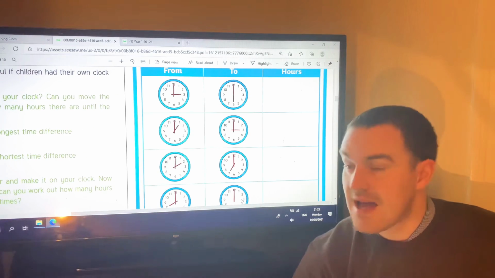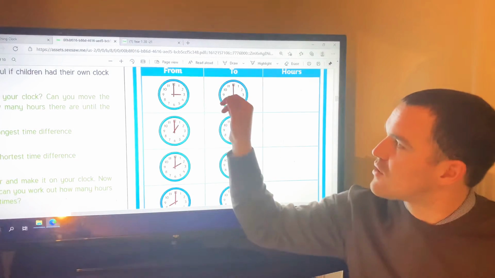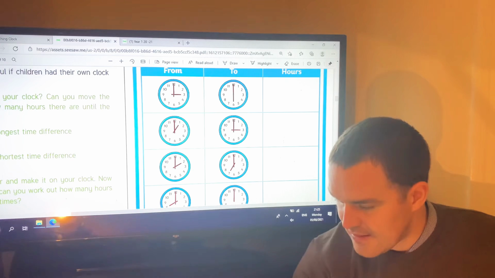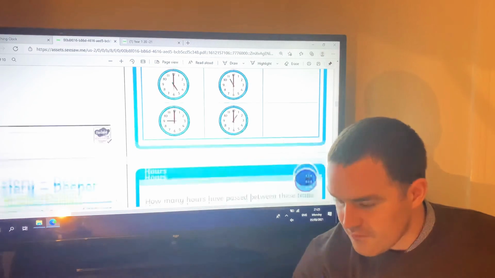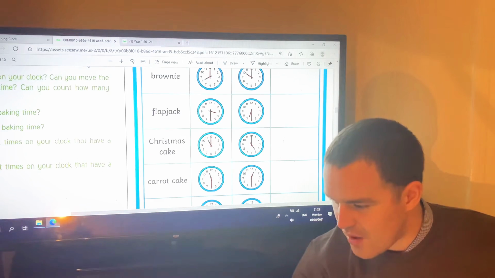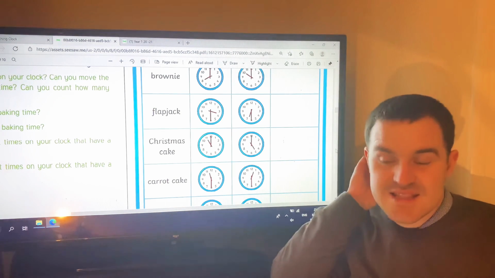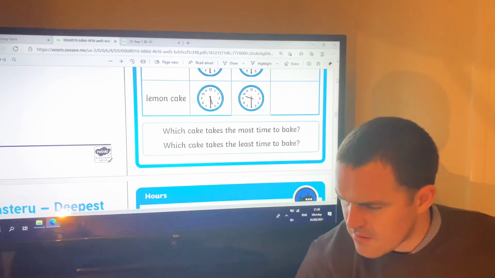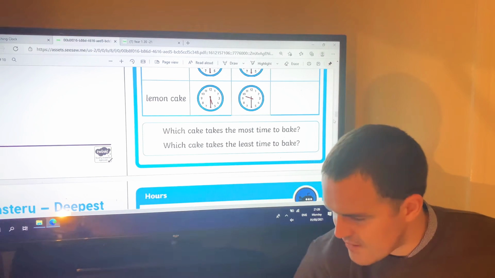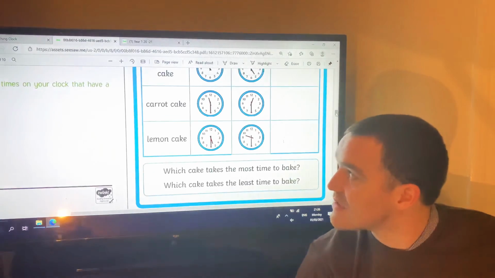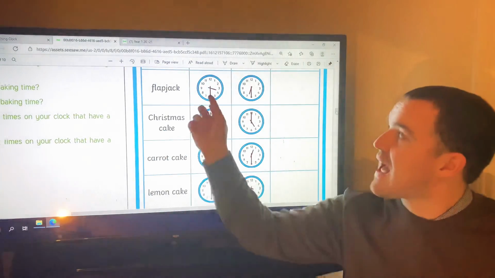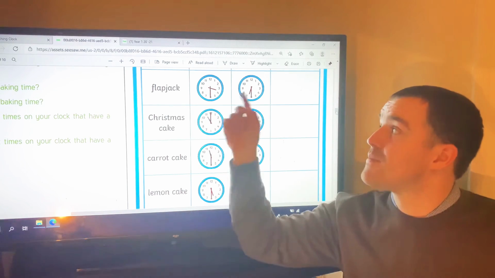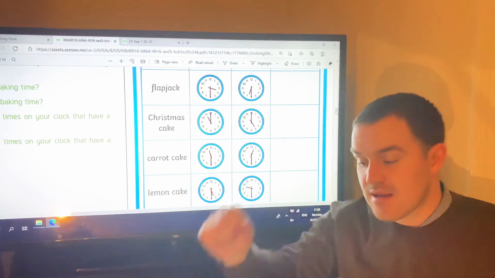We have o'clock times, 2 o'clock times. So we have 3 o'clock to 6 o'clock. How many hours is in between? Then, if I scroll down a little tiny bit, I have some problems where it's actually asking you how long it takes to bake different things. So as you can see here, we have half past time to half past time. So make sure you start on your half past time and work on to your half past time.